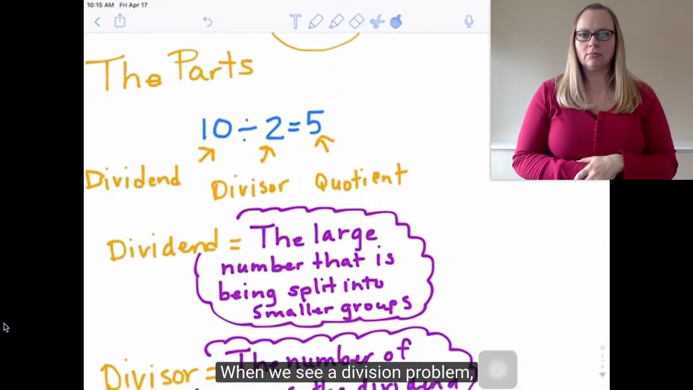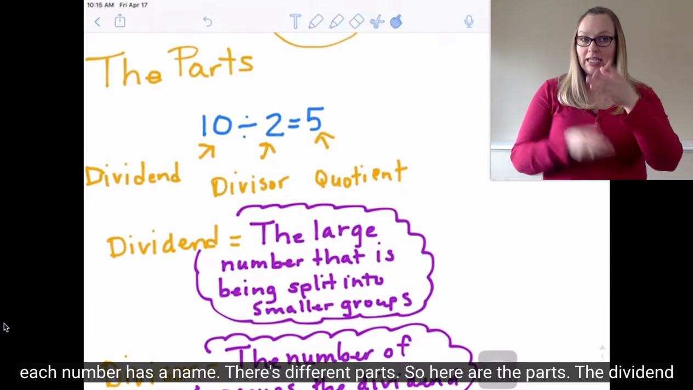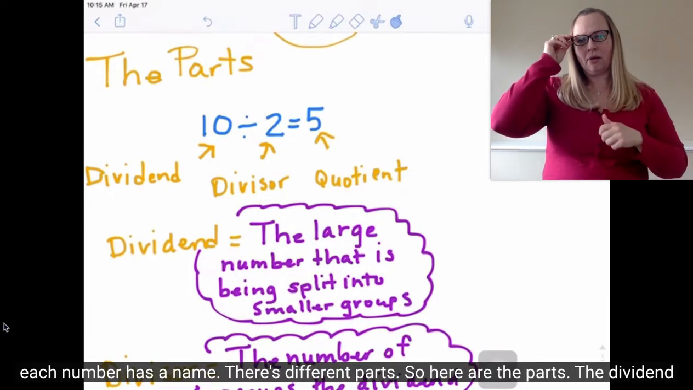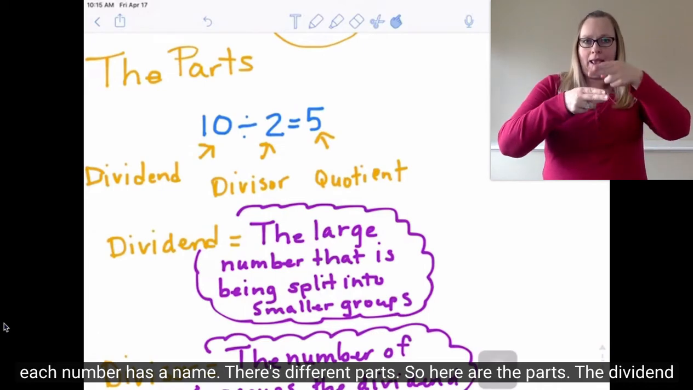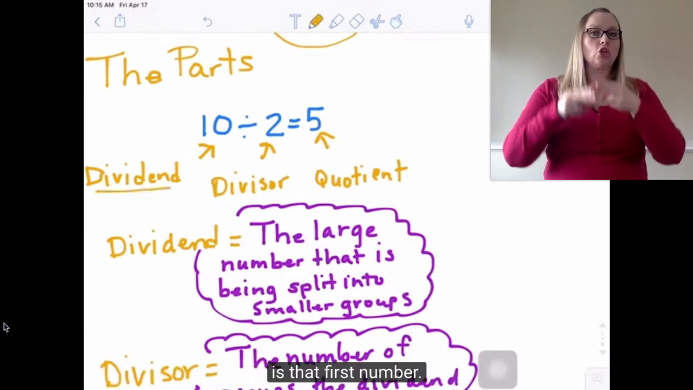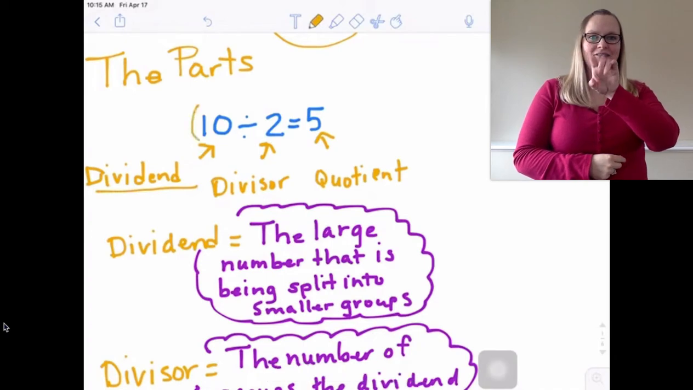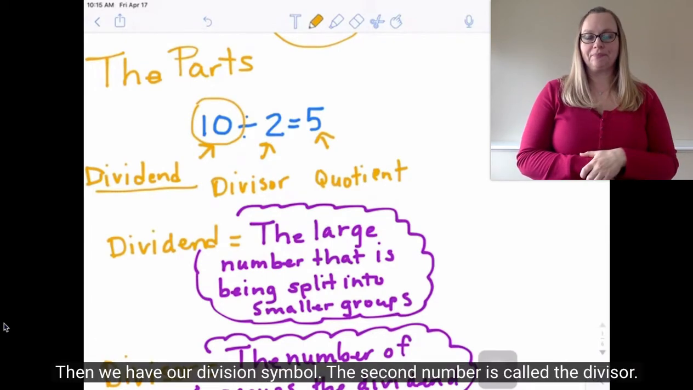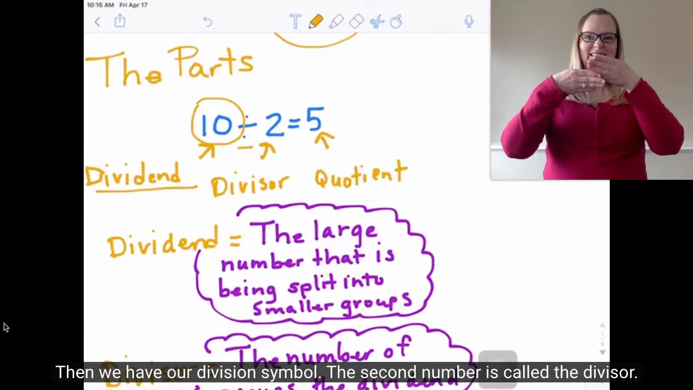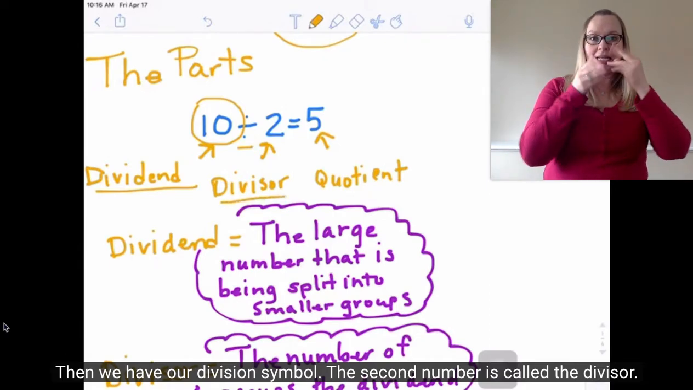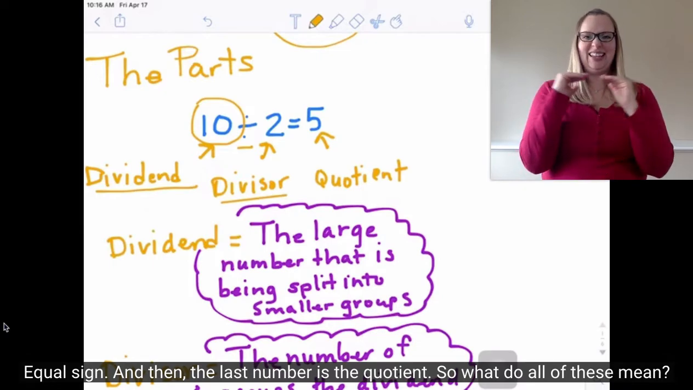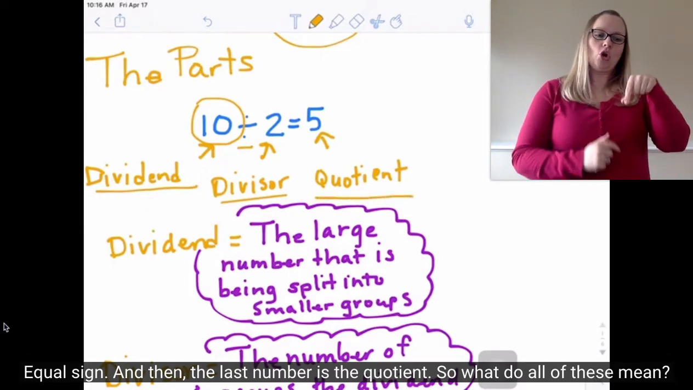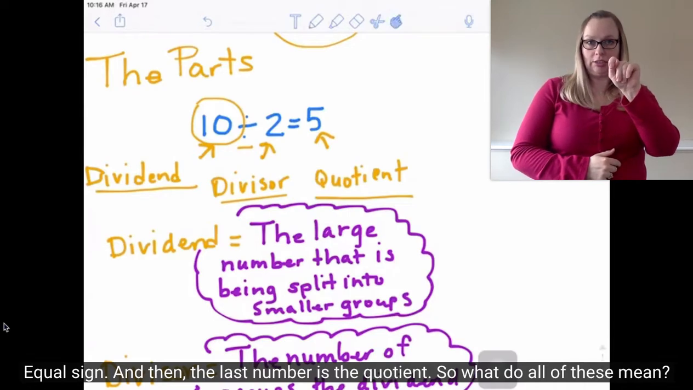When we see a division problem, each number has a name. There's different parts. So here are the parts. The dividend is that first number. Then we have our division symbol. The second number is called the divisor, equal sign, and then the last number is the quotient. So what do all of these mean?